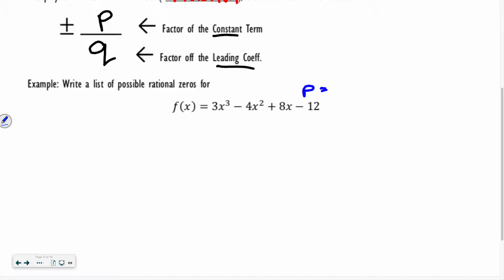1, 2, 3, 4, 6, and 12. Now, you don't have to write them in order, but I like my numbers to be in order. So I have to write them in order. Okay, for me those are all my P's. My Q's are factors of the leading coefficient. What's the leading coefficient? 3. What are factors of 3? 1 and 3.